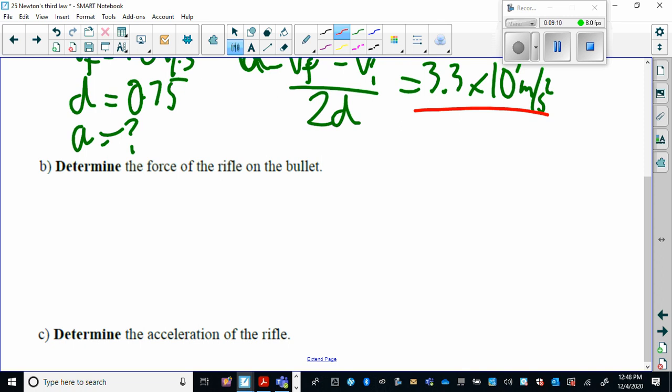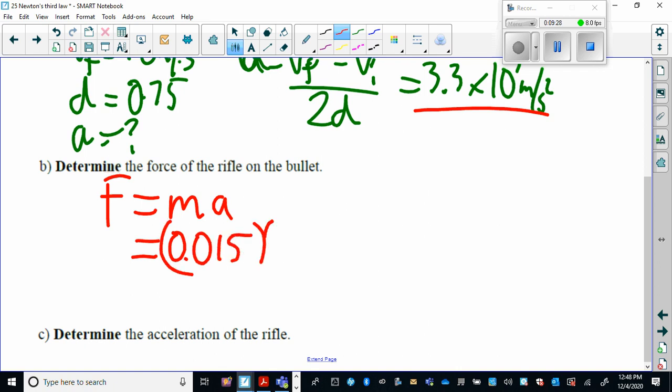So we have the acceleration of the bullet, and we have the mass of the bullet. So therefore, we can find the force, mass times acceleration. What was it, 15 grams? It was 15.